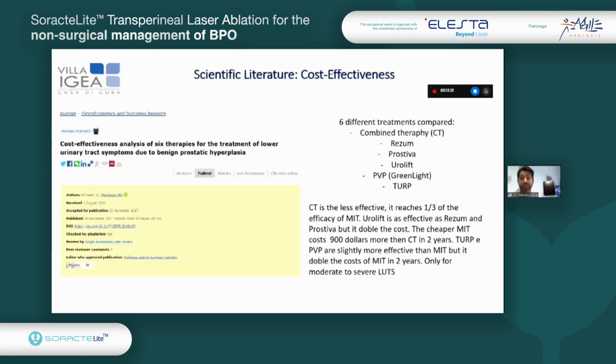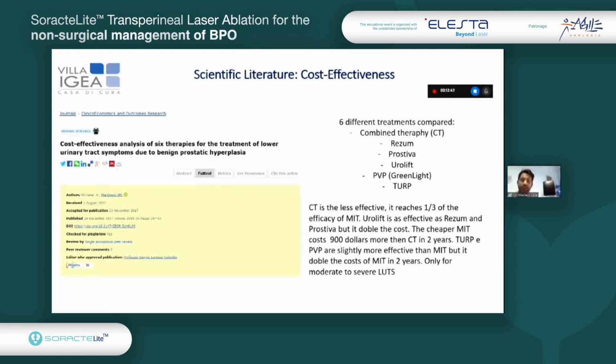Last thing, cost effectiveness. Rezum is a good technique. As I told you, it is something in between a definitive surgical treatment and medical therapy. It is not that expensive compared to, for example, UroLift, and it is more expensive than combined therapy, but it is more accurate. It has a greater efficacy.